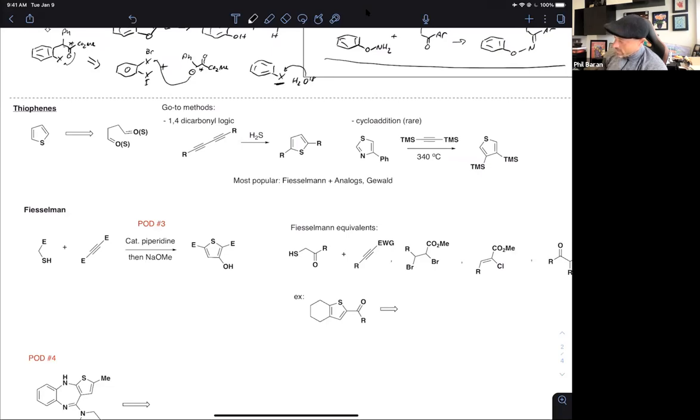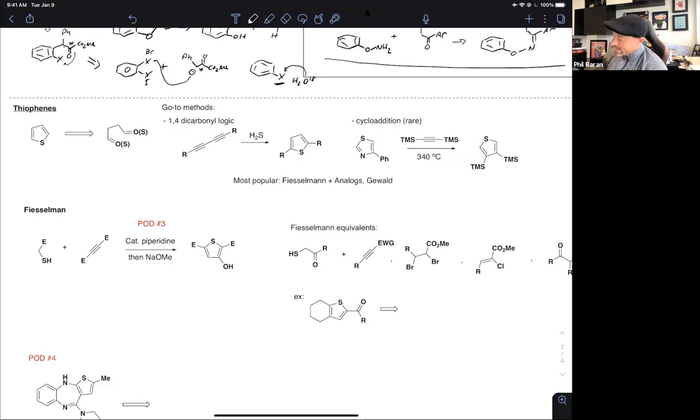So you can use 1,4-dicarbonyl logic. Of course, if you have a 1,4-dicarbonyl and you treat it with some sulfur source, you can get it to cyclize. If you've got a diacetylene like this and you just treat it with H2S, it will turn itself into a thiophene. And again, you can do cycloadditions. However, thiazoles are a lot harder to do cycloaddition than oxazoles, and so I would never recommend this because of the temperature involved to make that kind of compound. But I guess if you needed that particular thiophene, that might be something interesting for you to look at.